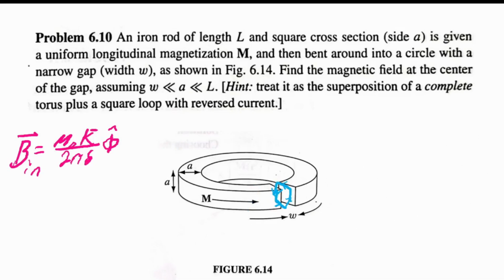Now, what is the magnetic field at the center of a square loop? Well, I'm not going to calculate it here.